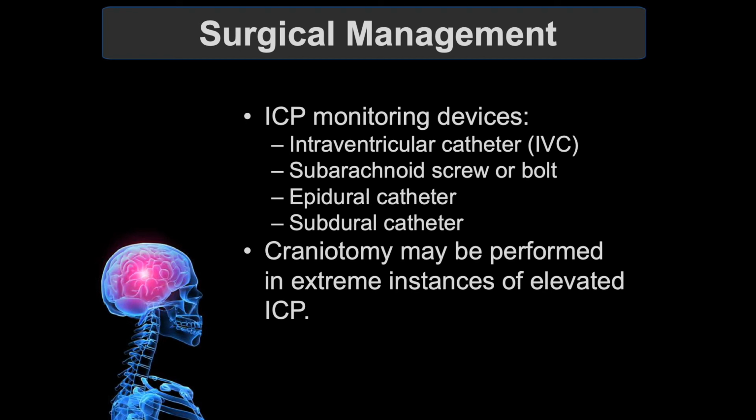During the surgery, ICP monitoring devices may be placed in the patient. These may include an intraventricular catheter, or IVC, a subarachnoid screw or bolt, an epidural catheter, or a subdural catheter. A craniotomy may be performed in extreme instances of elevated intracranial pressure. Again, without the interventions, the patient is in danger of herniation and death.